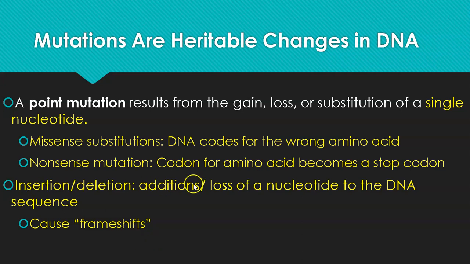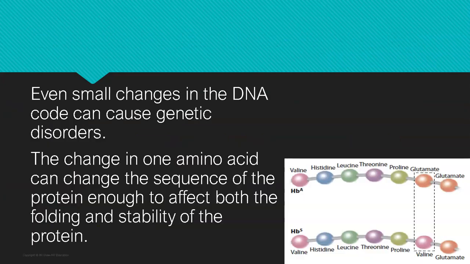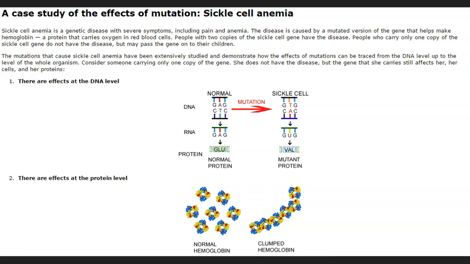Insertion and deletion is the addition, of course, or loss of a nucleotide, and these cause frame shift mutations, which I'll show you here in a second. So even small changes in the DNA code can cause genetic disorders. The change in literally just one amino acid causes sickle cell anemia. Glutamate turns into valine, and because of those completely different charges on those amino acids, now we no longer have normal hemoglobin, we have hemoglobin that clumps together.